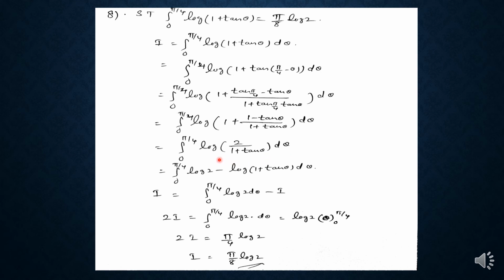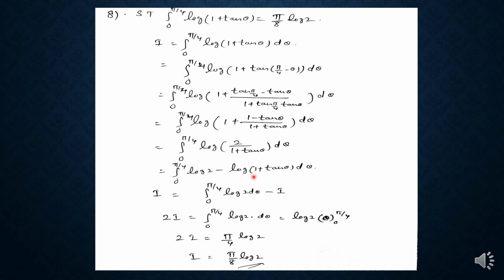Again, this is in the form of log of a by b, which can be written as log a minus log b. So that is equal to integral 0 to pi by 4 of log 2 minus log of 1 plus tan theta d theta. By separating these two integrals, I is equal to integral 0 to pi by 4 log 2 d theta minus integral 0 to pi by 4 log of 1 plus tan theta d theta.